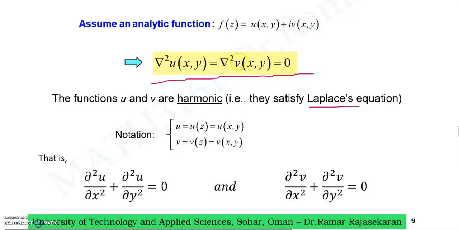So this is the Laplace equation. In another way, I write the Laplace equation here. You see here, the second derivative of u with respect to x partially plus the second derivative of u with respect to y partially is equal to 0. Similarly for v. Suppose u and v satisfy these two conditions, then we can say that the given function f of z is harmonic.